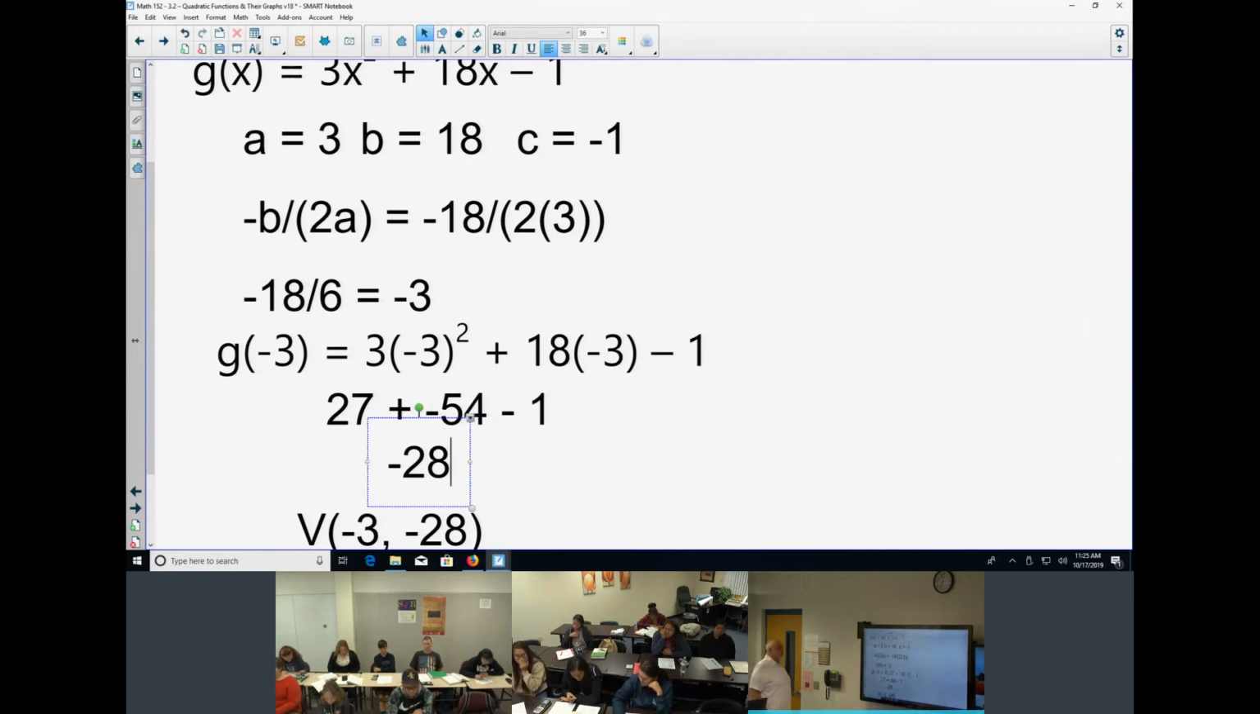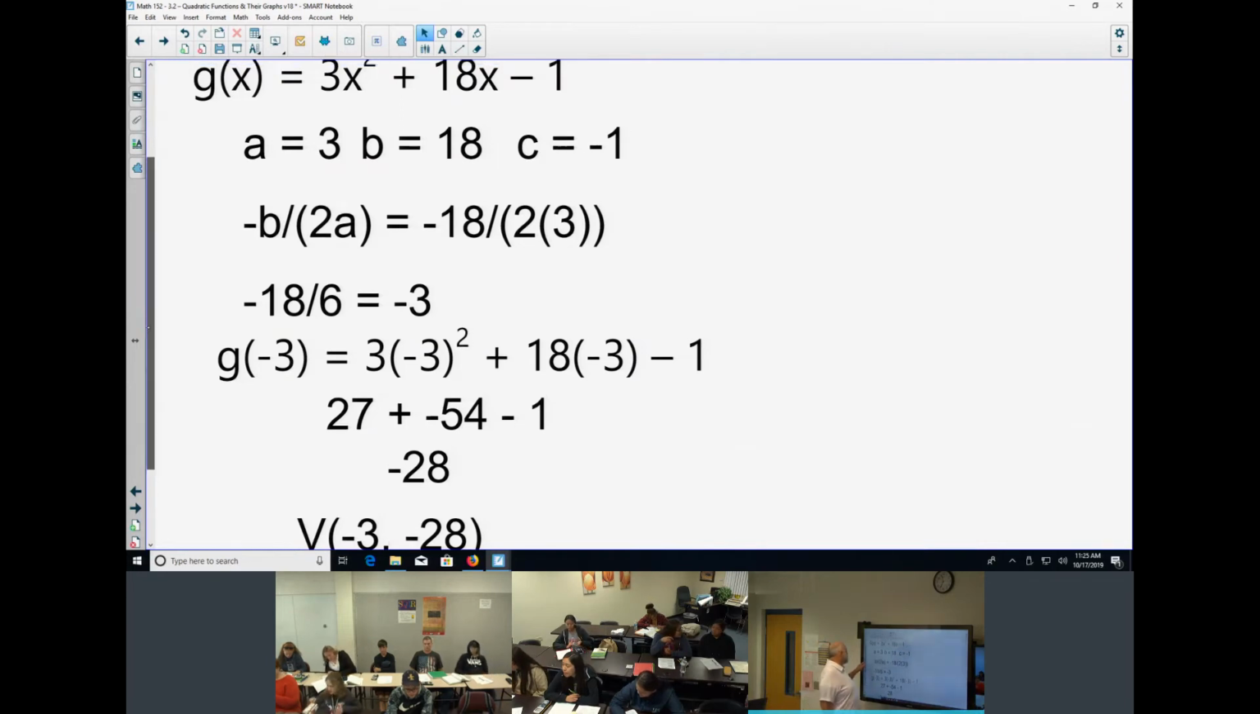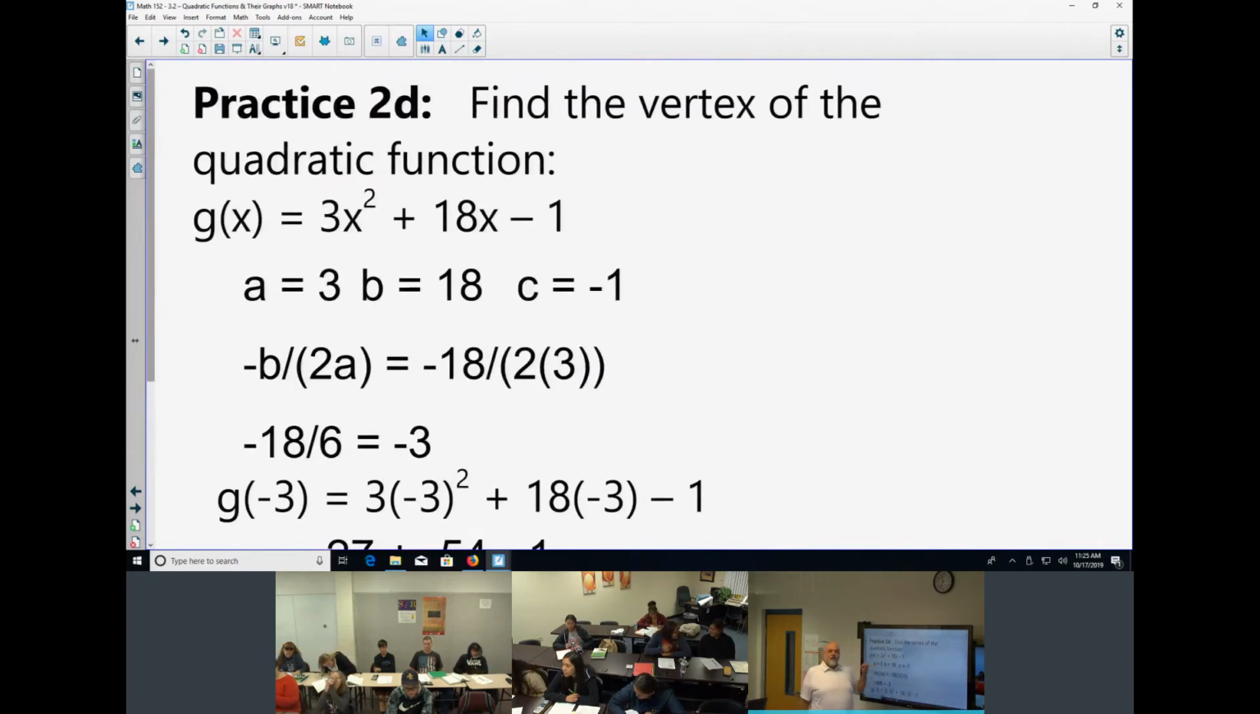All right. Any questions on that? Okay. So that's the second method. Like if completing the square, a lot of times if there's a number in front, like the 3, completing the square gets a little tricky, then I'll do it this way. Okay. I'll find the vertex this way.